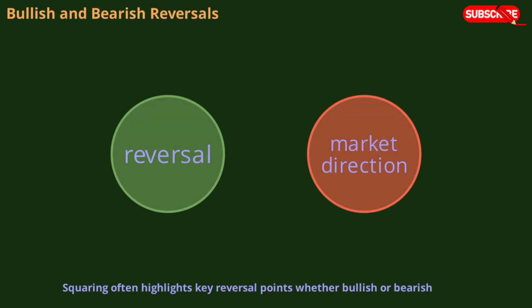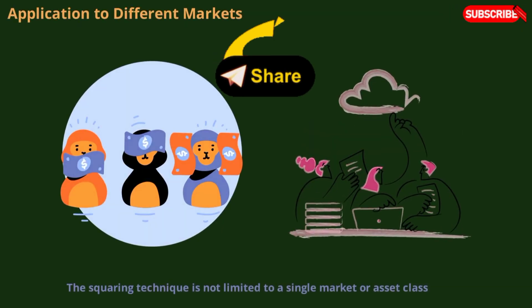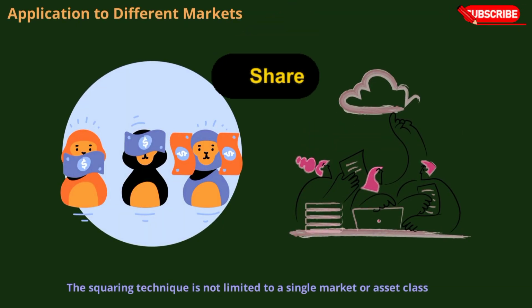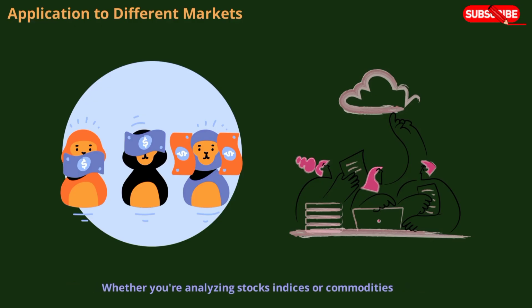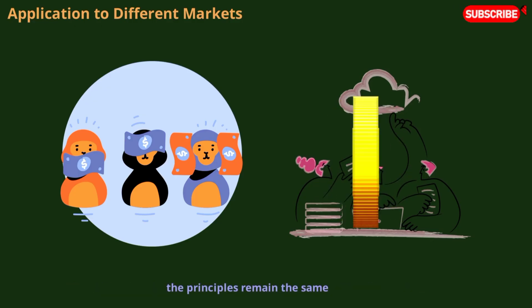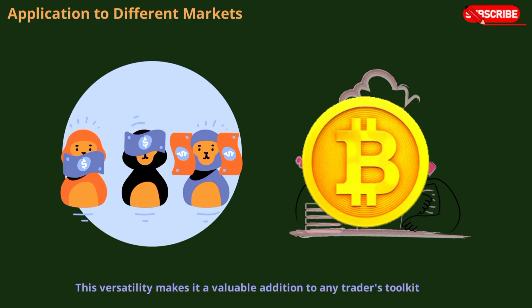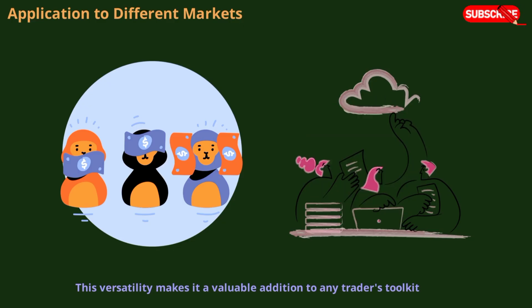Squaring often highlights key reversal points, whether bullish or bearish. By aligning price and time, you can spot moments when the market is likely to change direction, allowing you to position your trades accordingly and manage risk more effectively. The squaring technique is not limited to a single market or asset class. Whether you're analyzing stocks, indices, or commodities, the principles remain the same. This versatility makes it a valuable addition to any trader's toolkit, regardless of their preferred market.